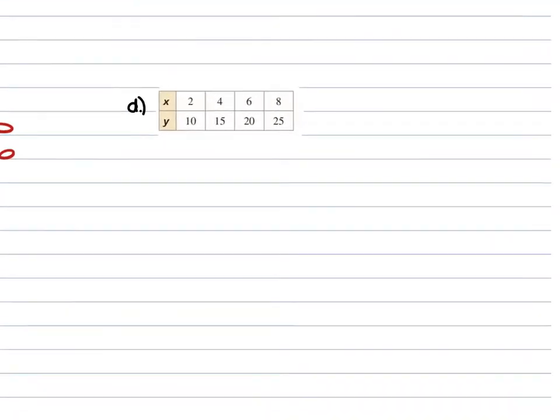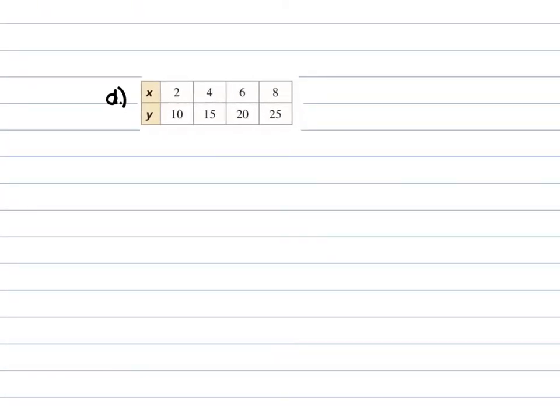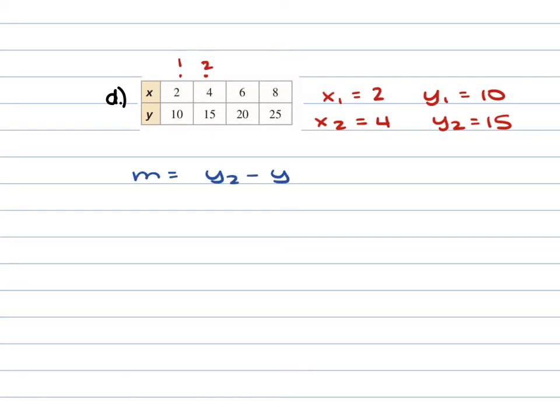For example D, we have the ordered pairs (2, 10), (4, 15), (6, 20), and (8, 25). So I'm just going to use my first two. The (2, 10) is going to be point 1, the (4, 15) is going to be point 2. So my x1 is 2, my y1 is 10. My x2 is 4, my y2 is 15. So my slope formula, I have y2 minus y1 over x2 minus x1. So I'm going to have m is equal to 15 minus 10 over 4 minus 2.